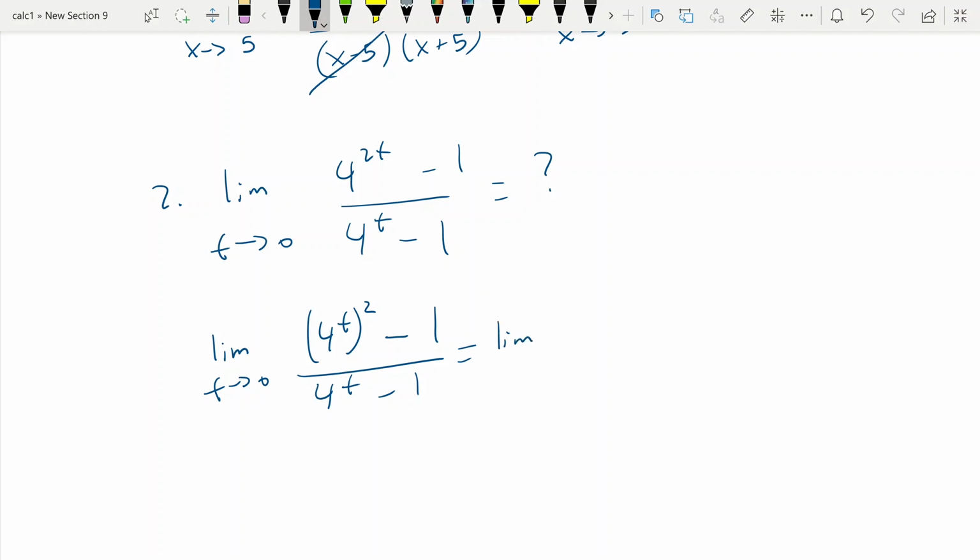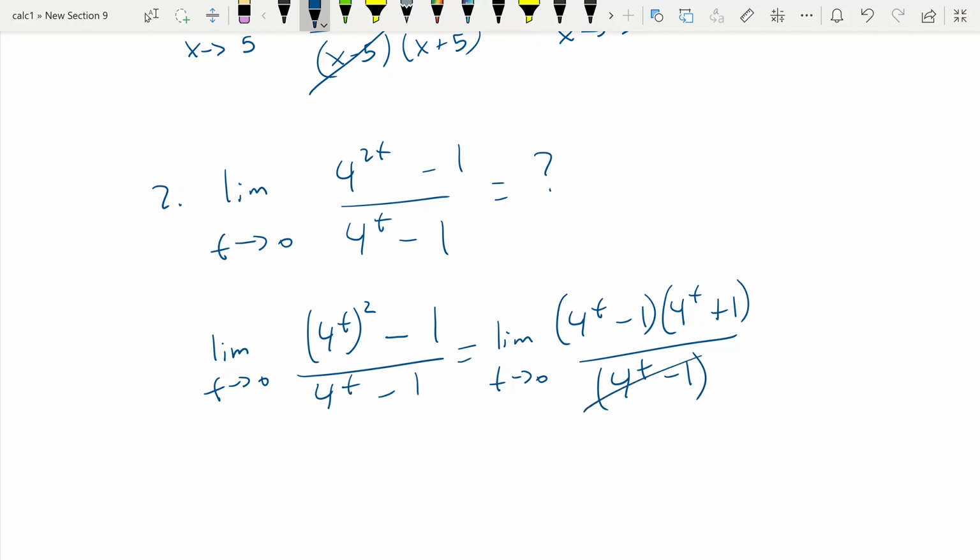But now we can write 4 to the t squared minus 1. Well, 1 is the same as 1 squared, so this is the same as (4 to the t minus 1) times (4 to the t plus 1), all of that divided by 4 to the t minus 1. So we may cancel this, keeping in mind that t is not equal to 0, so 4 to the t minus 1 is not equal to 0.